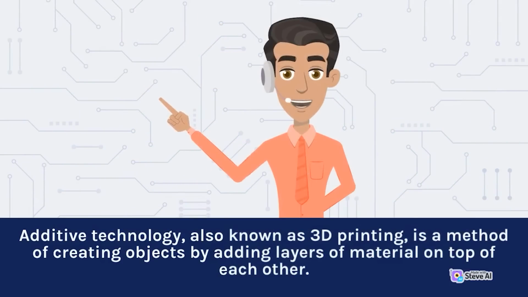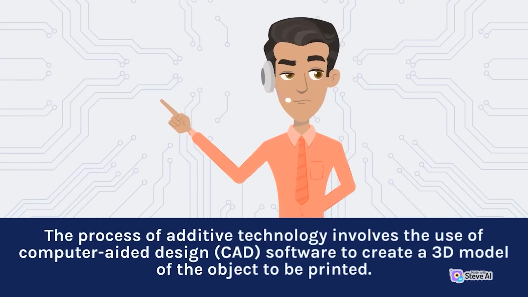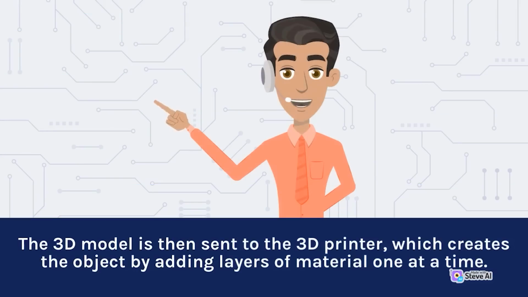Additive technology, also known as 3D printing, is a method of creating objects by adding layers of material on top of each other. The process of additive technology involves the use of computer-aided design, CAD, software to create a 3D model of the object to be printed. The 3D model is then sent to the 3D printer, which creates the object by adding layers of material one at a time.